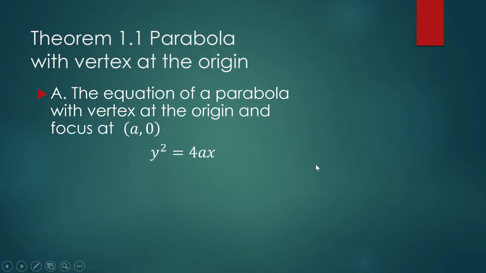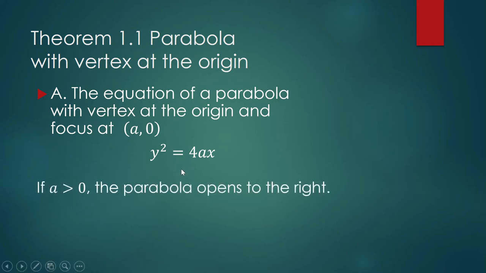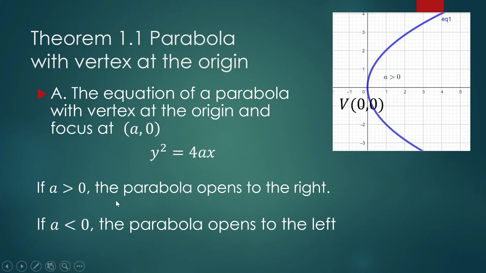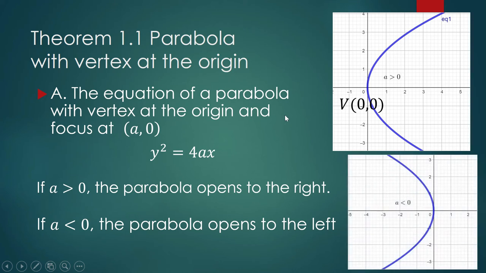The equation of a parabola with vertex at the origin and focus at (a, 0) is y squared equals 4ax. If a is greater than 0, the parabola opens to the right. Okay, so somewhere here is your focus. When a is less than 0, your parabola opens to the left. So when your vertex is at the origin and your focus is (a, 0), either to the left or to the right of your vertex, then your axis is horizontal, and this is the form of your equation. What gets squared is y.